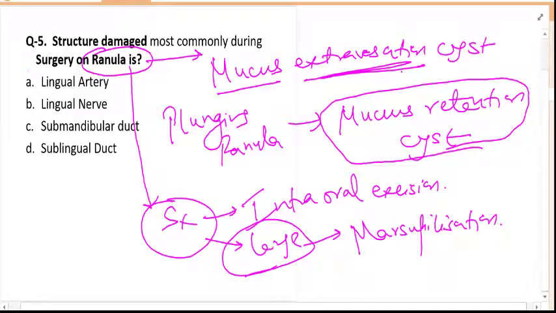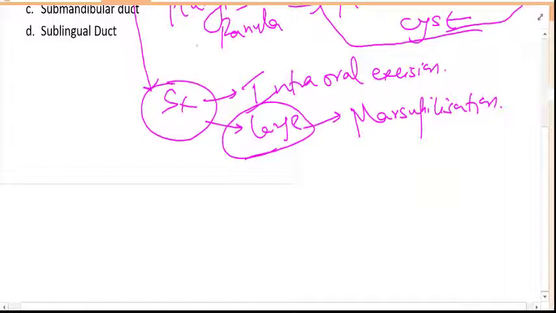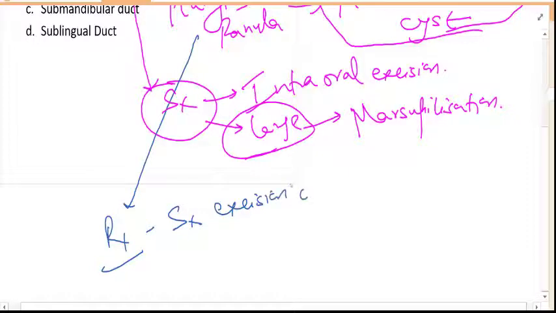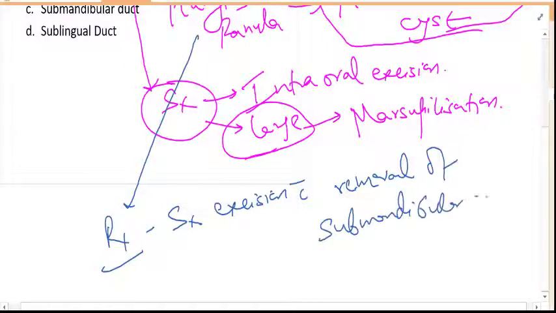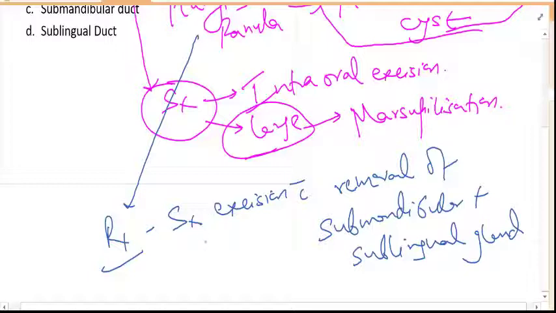In case of ranula, you will go by the intraoral approach. In plunging ranula, the treatment is surgical excision with removal of submandibular and sublingual gland. In simple ranula, you may or may not remove the sublingual gland, but the submandibular is not removed. But in plunging ranula, you have to remove the ranula swelling as well as the submandibular and sublingual gland completely. And this is done by cervical excision.